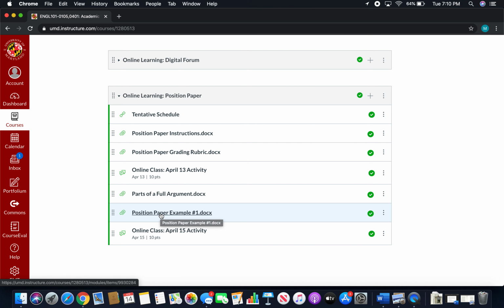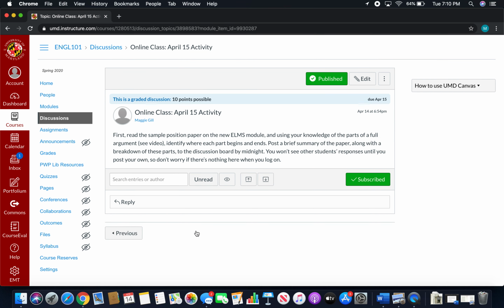Then, after you do that, you should go to this discussion board, okay? And you're going to post a brief summary of that paper along with your answers, so your breakdown of the different parts of the argument to the discussion board, okay? You're not going to be able to see other students' responses until you post your own, so don't worry if you don't see anything when you go to submit your own response. And you should get this done by midnight tonight.